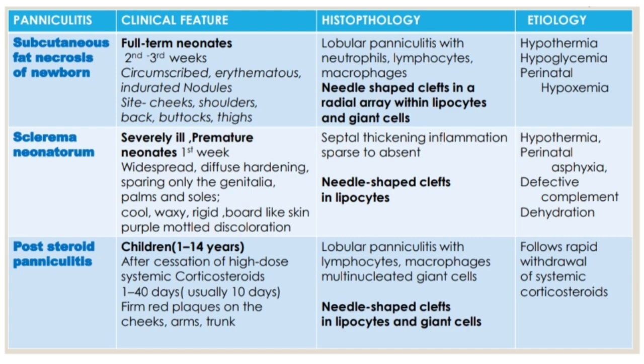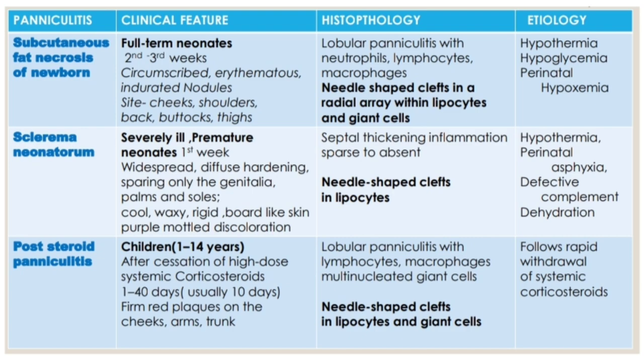Scleroderma neonatorum is usually present in the premature neonate who is severely ill, and it is present in the first week of life. It usually starts from the buttock and spreads as a widespread diffuse hardening, sparing the palms, soles, and genitalia. The entire skin surface appears waxy, rigid, and board-like with a purple mottled discoloration and is cool to touch. Although the presentation is diffuse, on histopathology inflammatory cells are sparse to absent.